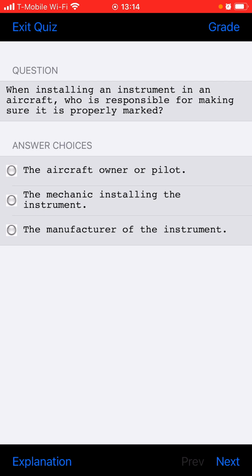Where would you locate the procedure for checking and adjusting the landing gear switches? In the aircraft manufacturer's manual.